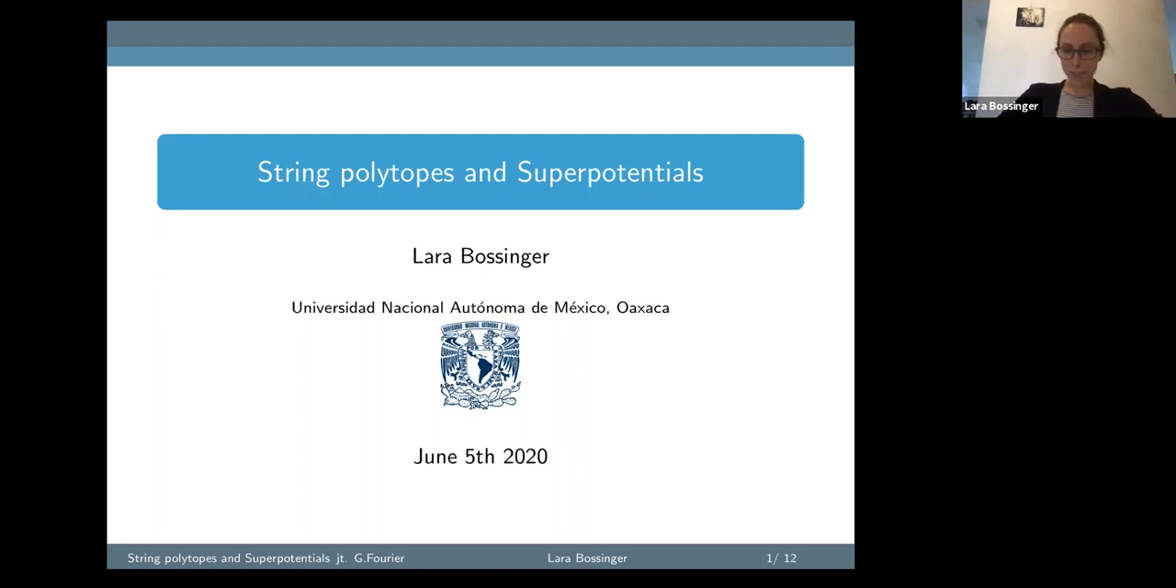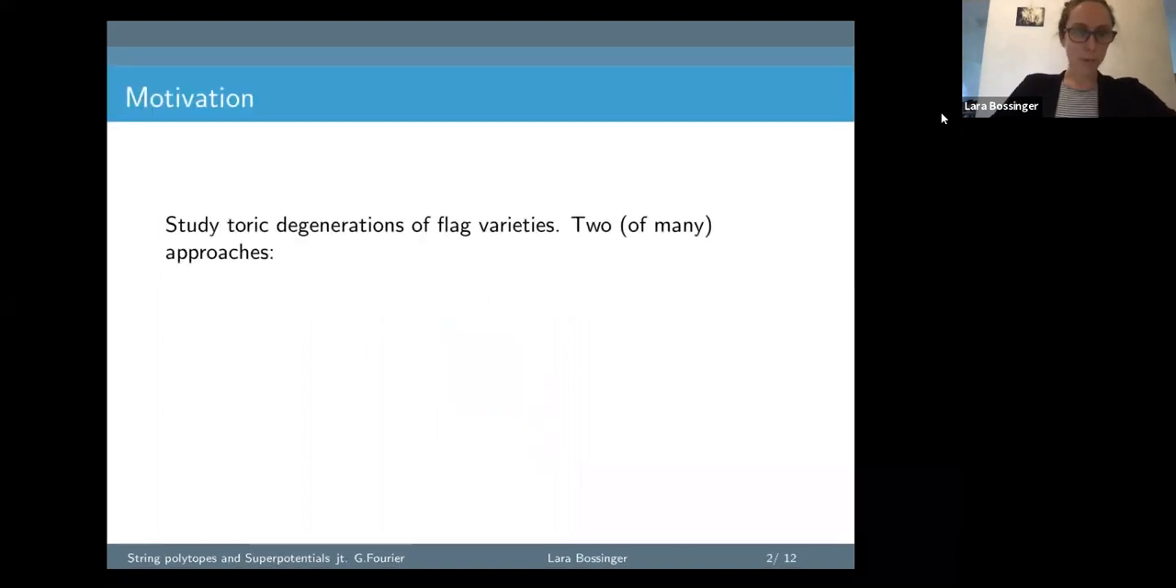So I'm going to give you first a motivation for my talk. I like to study toric degenerations of flag varieties. For this talk, it's going to be flag varieties of type A, so SL_n mod the Borel subgroup. And there are many approaches to construct toric degenerations or to study them. For this talk, I will focus on two of them.